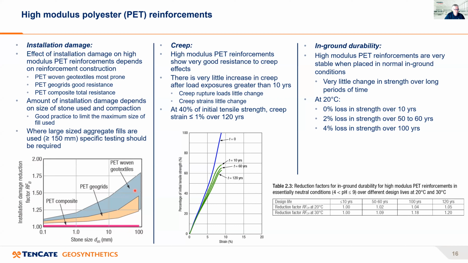And the reason they're most prone is that these polyester yarns are completely exposed to the aggregate you're compacting against it. So you can do more damage here, okay? Polyester geogrids, of course, have a PVC coating, and this coating does help to protect the polyester yarns. And so while you can have some damage, it's not as much as, say, woven polyester. And then you can have polyester composite materials, which are manufactured in such a way that you have no installation damage done to these particular materials.